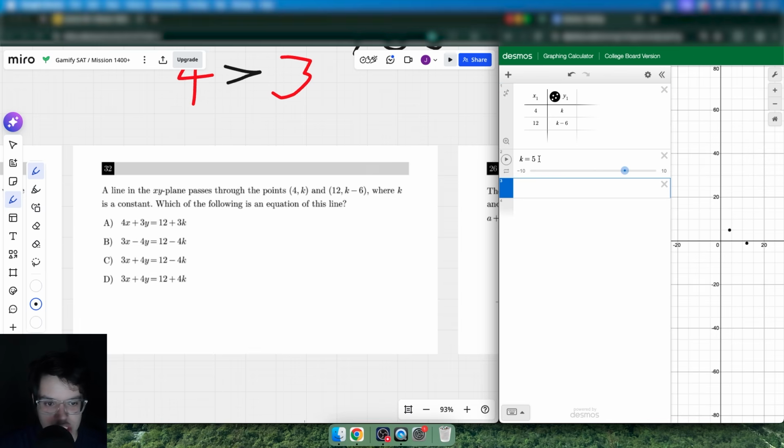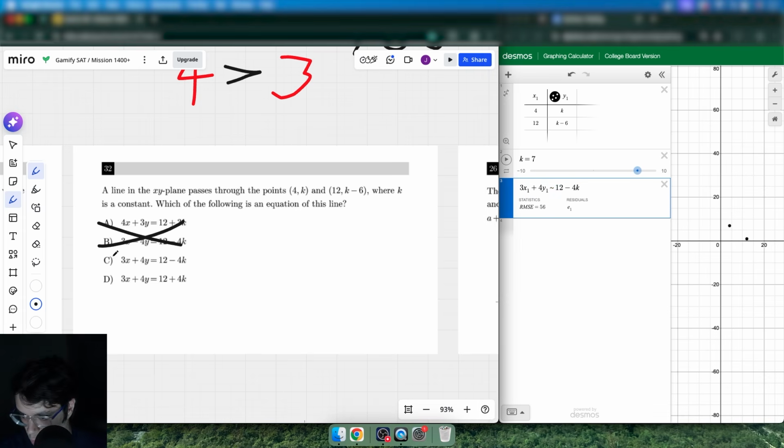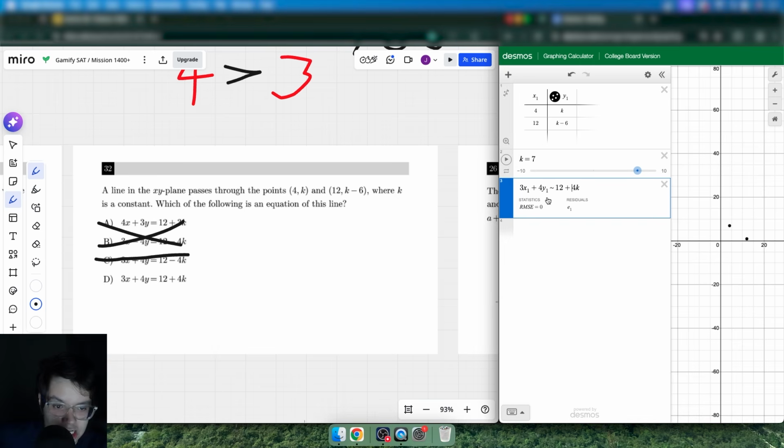I did the same thing and I chose 5 for the value. Again, it doesn't really matter where you choose it, just whatever you want. A does not work, RMSE is 13. B does not work either. C does not work, so we know it's probably going to be D. And yep, D does work, RMSE is 0.